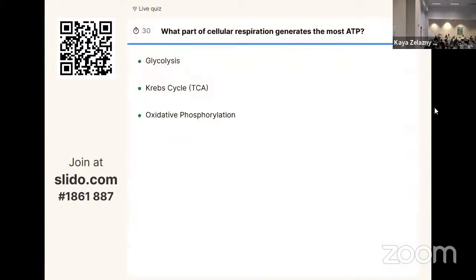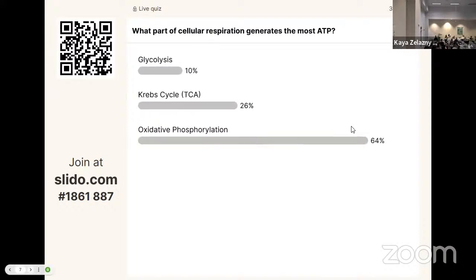Okay. Thinking about the steps of metabolism, cellular respiration, which part of it was it that made us the most ATP? Yeah. So all three steps that are on the board right now generate a little bit of ATP, but it's oxidative phosphorylation using that electron transport chain that really gives us the bang for our buck.